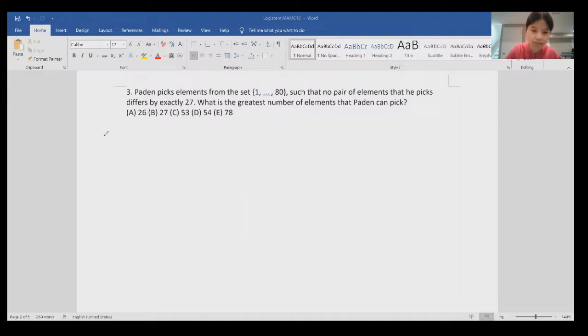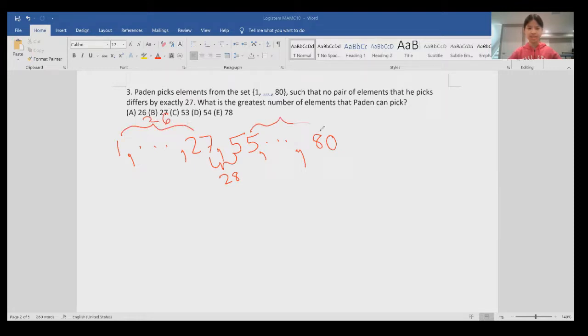So for this problem, we could try to construct a subset with as many elements as possible. We could do this by first including the least elements. We could do from 1 to 27. And then we'll go on to 55, such that these differ by 1 more than 27. And then starting from 55, we can go onward to 80. As we can see, in each interval, at most they differ by 26 and 25, which are both less than 27. In all, this subset, which satisfies the property, has 53 elements.